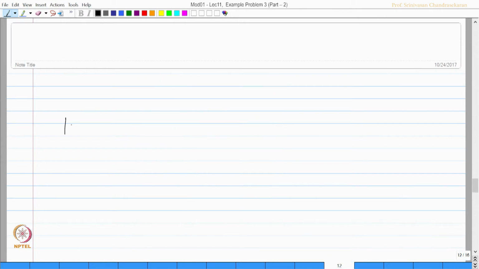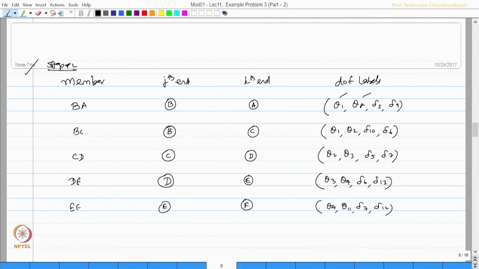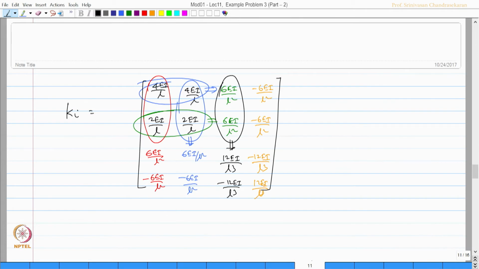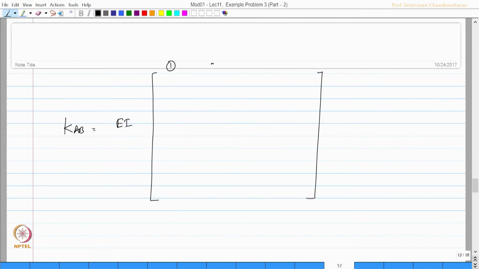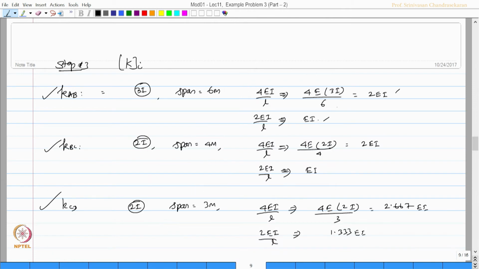Let us do it for KAB faster. KAB is going to be EI times of, what are the labels of AB? We already said the labels of AB could be 1, 8, 5, 9. Let us do that labels here. So, two rotations and then translations, that is the order, ok. So in that case we already know the rotational coefficient of AB is 2 and 1, ok.